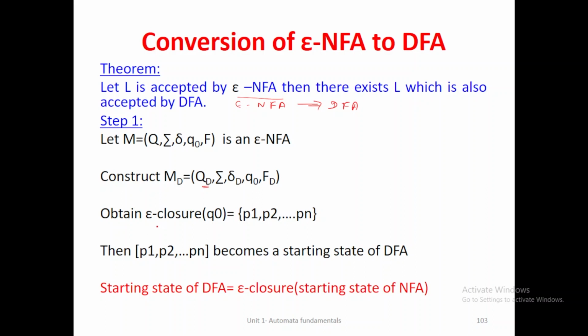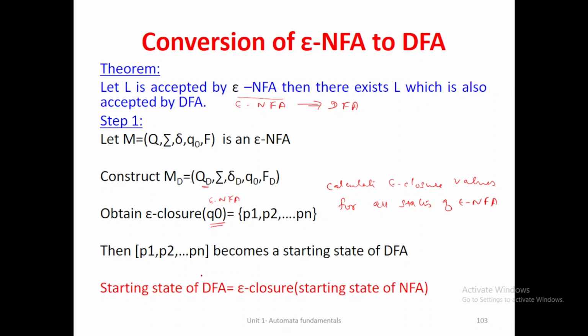First we should obtain the epsilon closure of the starting state of the epsilon NFA. Here this Q0 is the starting state of the epsilon NFA. So in step 1, you should calculate epsilon closure values for all the states. So here I just write it: calculate epsilon closure values for all states of the epsilon NFA. First you should calculate it.